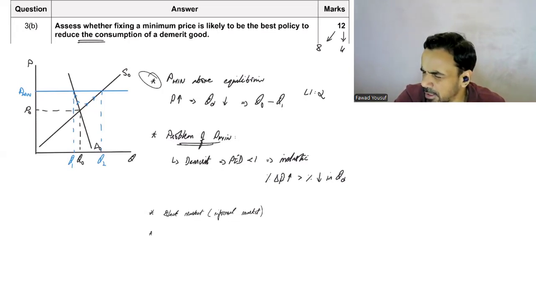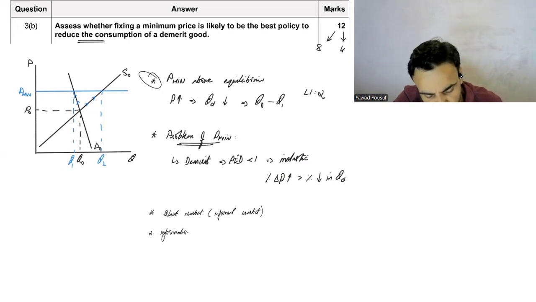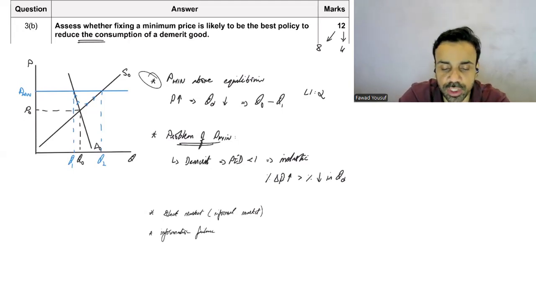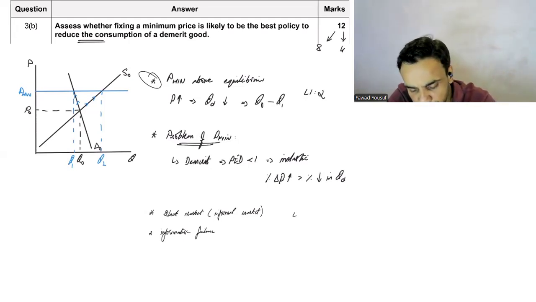Then even information failure always works जब merit और demerit की बात होती है. That even if you place a P minimum, you will have the information failure that people don't recognize the true cost of these goods and they will continue to consume it. So that still applies. If you do all of this, I think maximum you can get is level 2, 5 marks. You can't go to level 3.